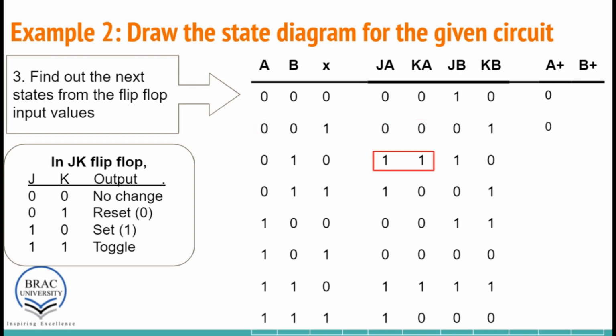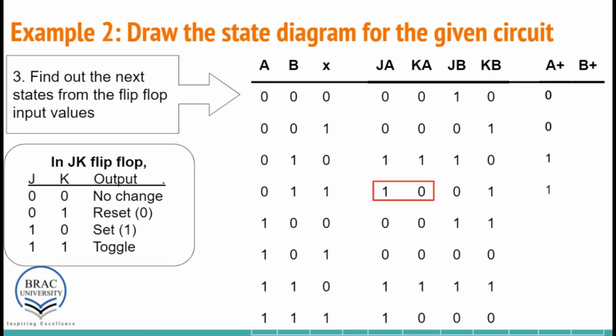In the third combination, the value of JA and KA are 1, 1, which means this is a toggle operation. So the value of A is 0. It will be reversed in the value of A plus. So it will become 1. In the fourth combination, the value of JA and KA are 1, 0, which represents the set operation. So the value of A plus will be 1.